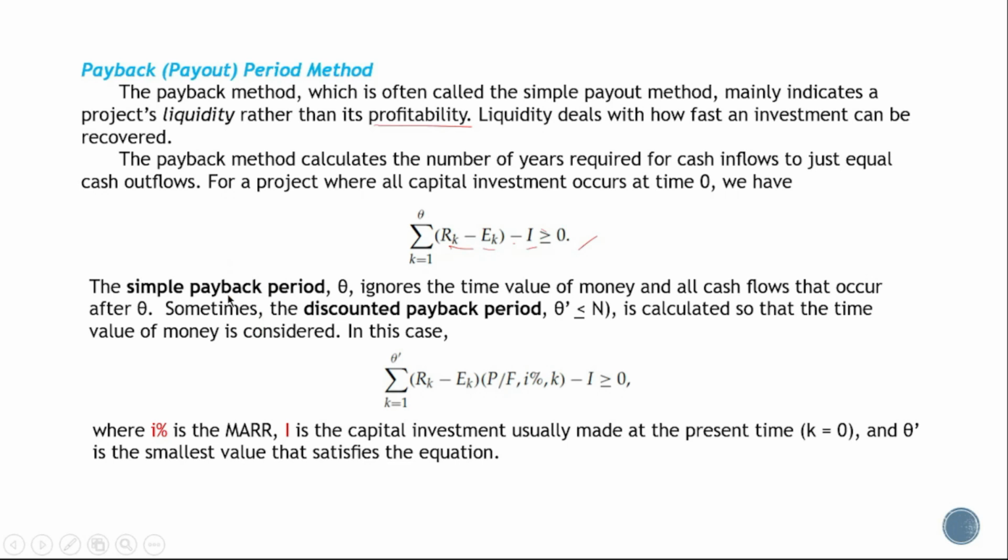Meron tayong dalawang klase ng payback period. May tinatawag tayong simple and then discounted. Sa simple payback period method, it ignores the time value of money and all cash flows that occur after time 0 or theta. Ibig sabihin, hindi natin kinoconsider yung interest rates. But on the other hand, yung discounted payback period natin is being calculated considering the time value of money. So, may considered na tayo interest rates, wherein yung i% natin is the MARR or the minimum attractive rate of return.